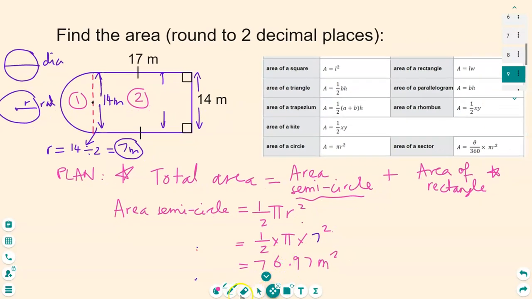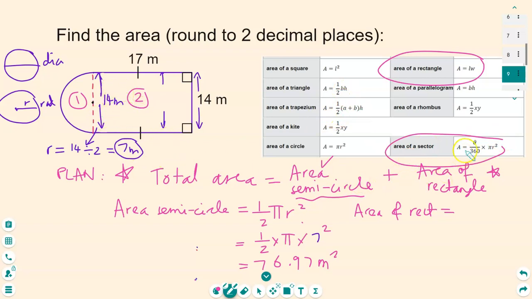Some people might just move straight on to the next question. We need to stick to our plan up the top. We've found the area of a semicircle. Now let's find the area of the rectangle. And we know a rule for that. We've also got the area of a sector up here, but just because it was a half circle, I thought let's simplify the formula a bit, not involve angles. So area of rectangle is length times width. Length is 17 times width is 14. 17 times 14, not 7, is 238, and it is going to be meters squared as well.